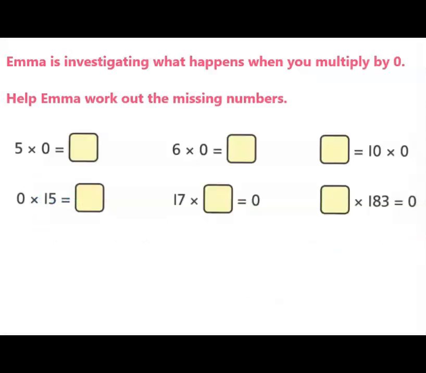Emma is investigating what happens when you multiply by 0. Pause the video now and help Emma work out the missing numbers. Have you seen what the pattern is? Can you describe the pattern using the words factor and product?